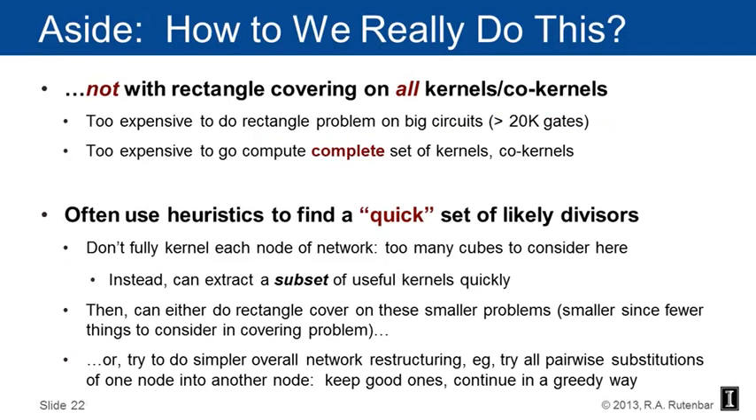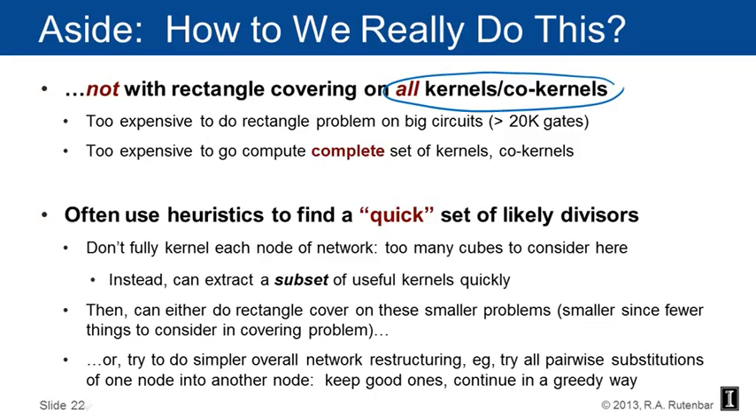Now, I want to do a little bit of a reality admission here. How do we really do this? The answer is, we still actually can use rectangle covering, but we don't typically use rectangle covering on all the kernels and the co-kernels, and that's the key thing here. It is really too expensive to do the rectangle problem on big circuits, let's say things with like 20,000 or more gates, to pull out all of the kernels and all of the co-kernels from all of the nodes for all of the functions in a really big Boolean logic network. It's too expensive to go do all of those kernels and co-kernels.